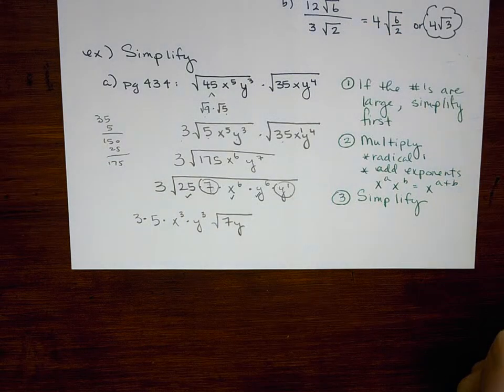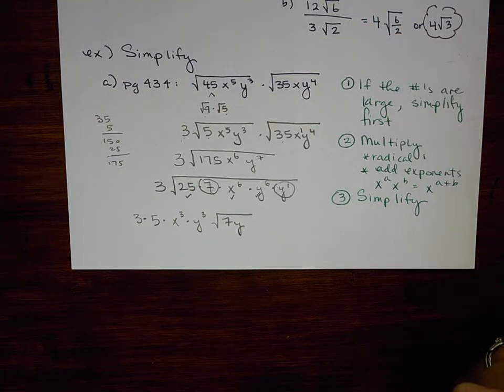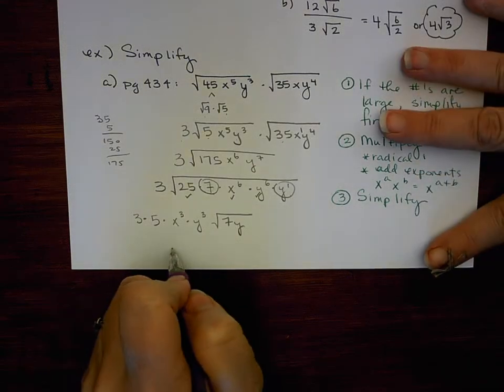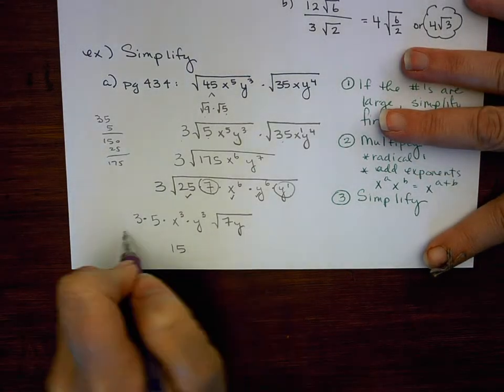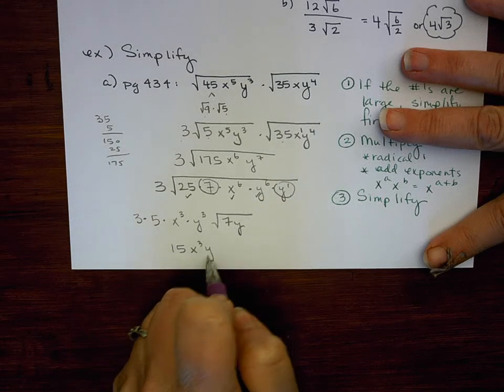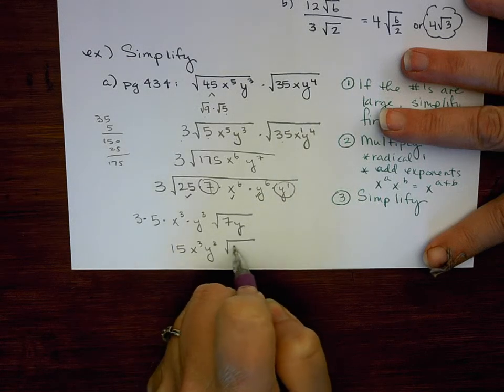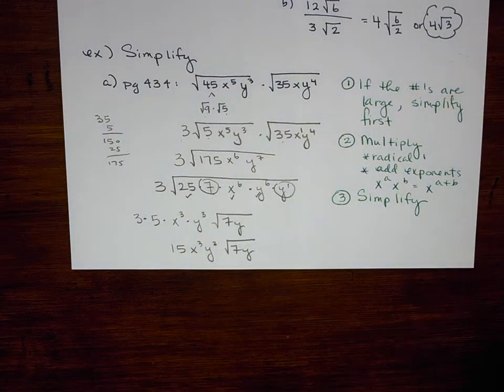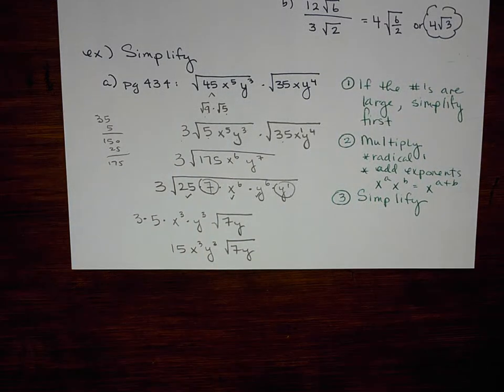Okay. And then the last step, whatever I can do that I pulled out to make that look better, I would. So 3 times 5 is 15. And I don't need all the implied multiplication, or I don't need all the dots for multiplication because side by side is implied. And so then I have 15x to the 3rd, y to the 3rd, and then the square root of 7y. Okay, all right, and then let's do one more multiplying.